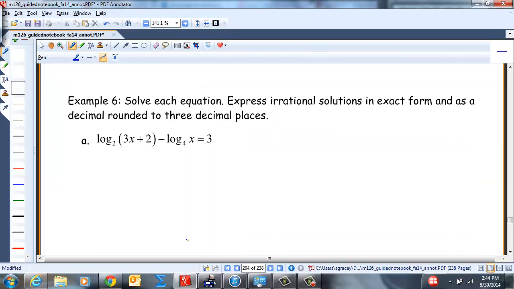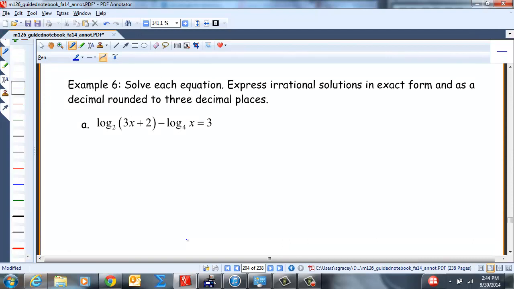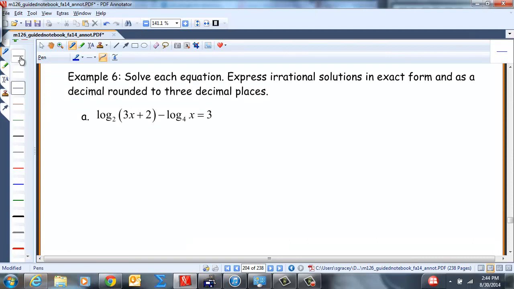All right, so next up, and again, I apologize if you've got the first edition, there's a typo here. This should be log base 2. So solve each equation, and basically we're going to do exact solutions, and then we will also round to 3 decimal places. So here we go.